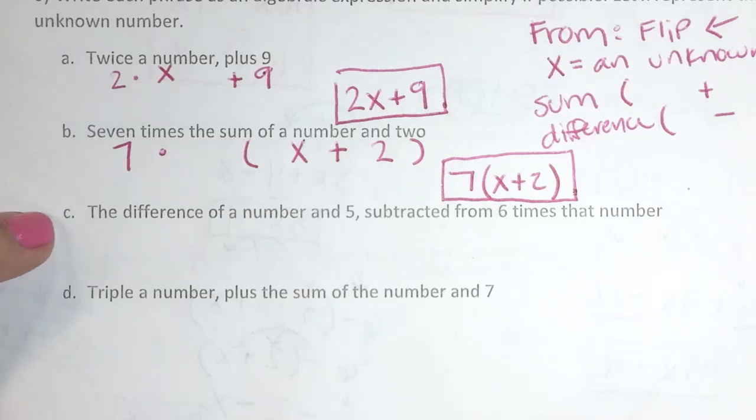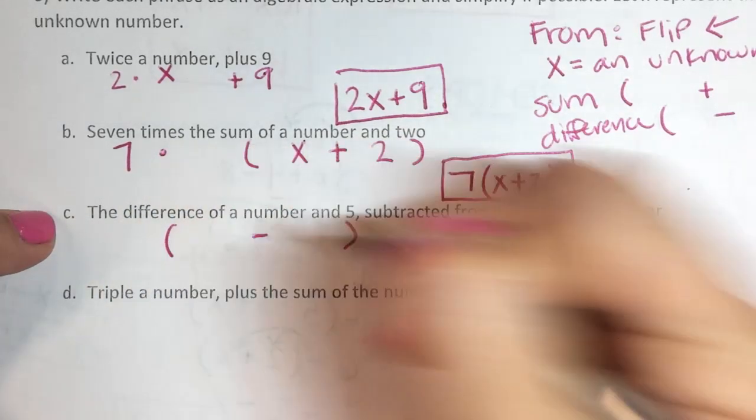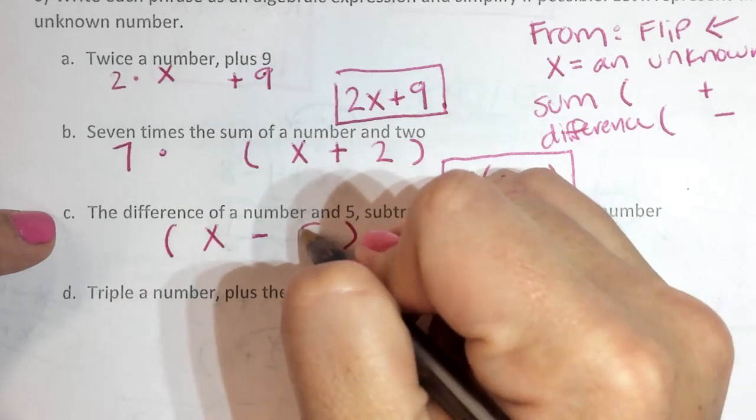Okay, C says the difference. What do we do when we see the word difference? Parentheses with a minus in the middle. It says of a number and 5. So what am I going to put? X minus 5.